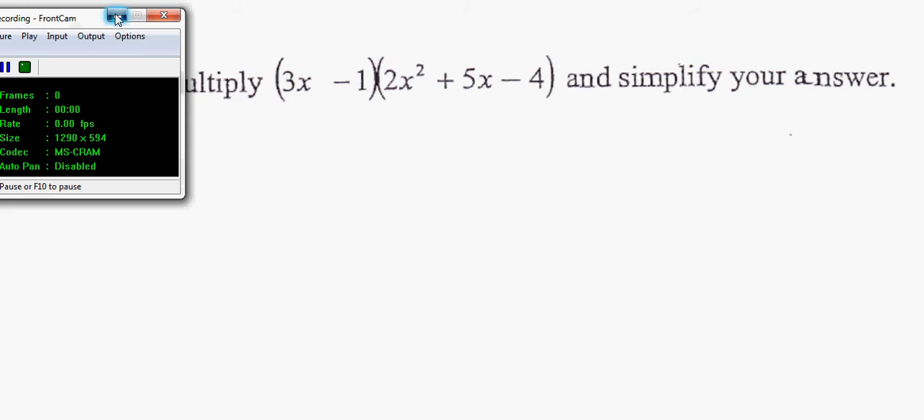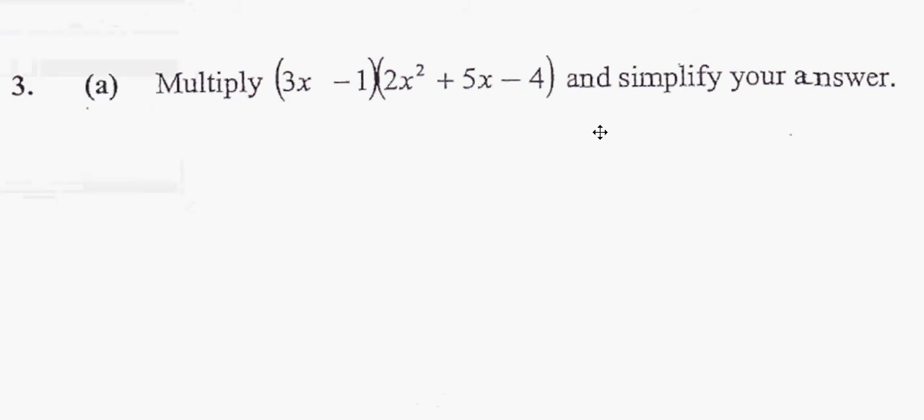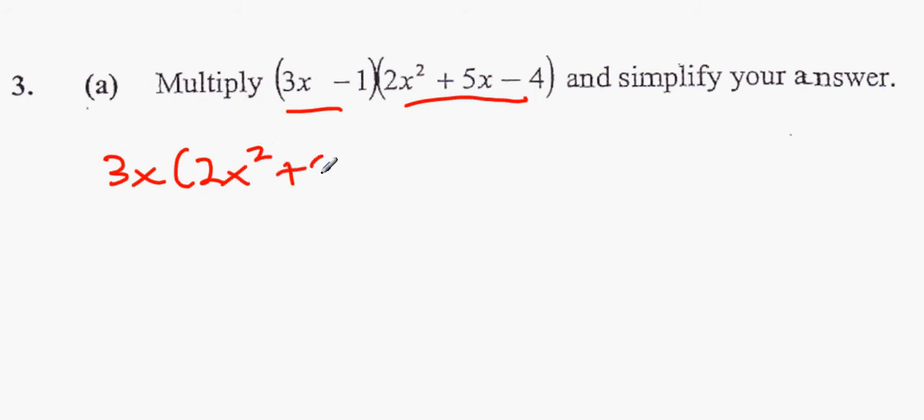Next year revision, starting off with algebra. Now, this question: you multiply the two brackets by each other. To multiply the two brackets, you write down the first number, then you write down the second bracket, and then you write down the second number followed by the second bracket. So minus 1 into 2x squared plus 5x minus 4.